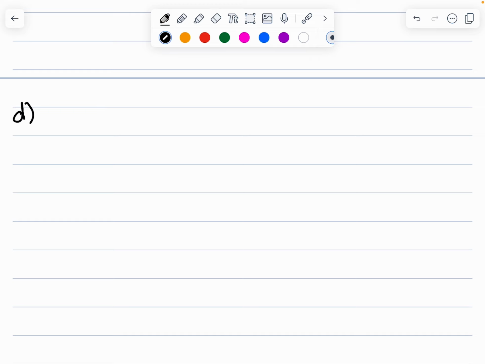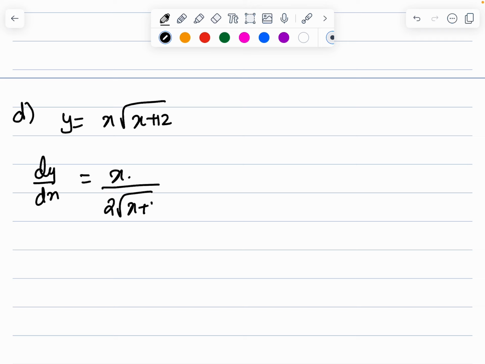Now part D. As I said, we'll do 6 questions and we'll stop this video. So y equals x times square root of x plus 12. So dy by dx will be equal to x as it is, the derivative of square root of x plus 12 is 1 upon 2 root x plus 12, plus the square root of x plus 12. Try to simplify this.